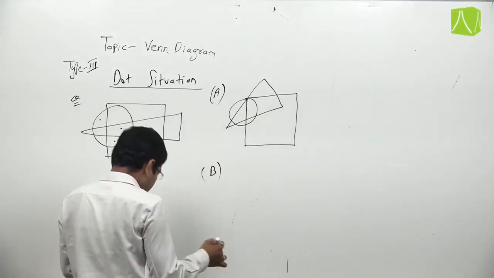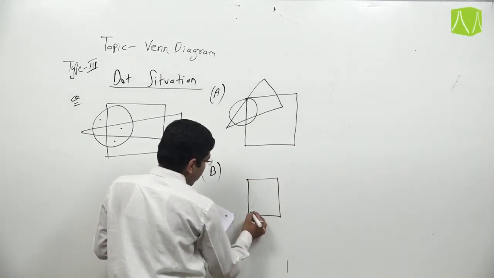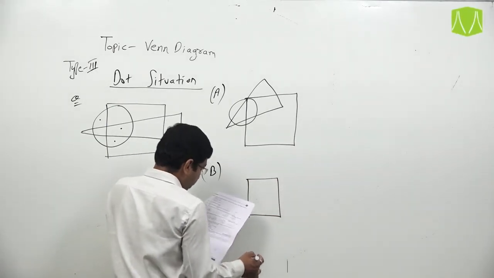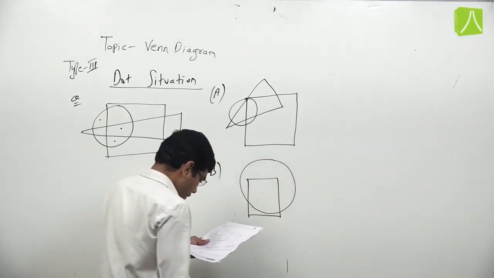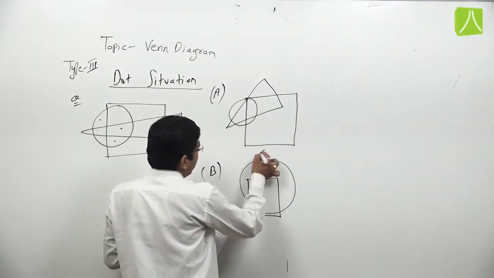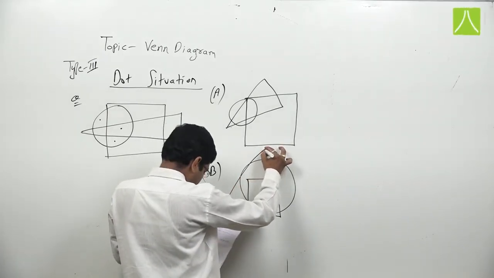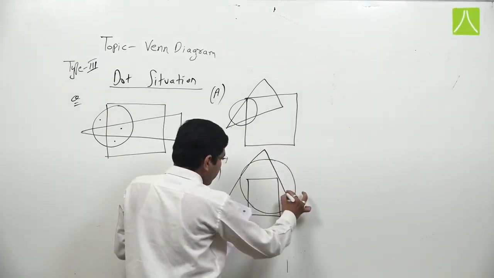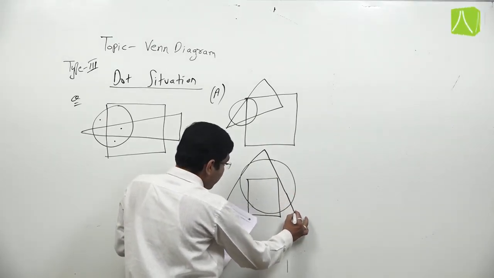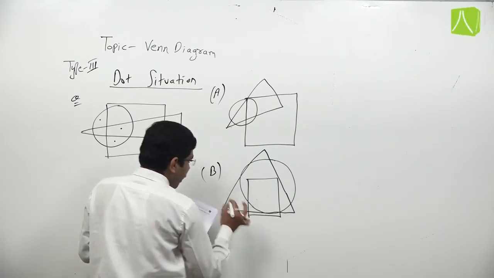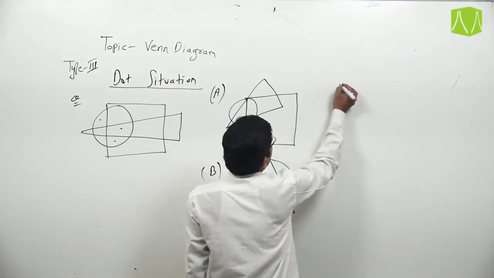Second option is a square, then a circle, and this is our triangle. Now it is our A option, it is our B option.